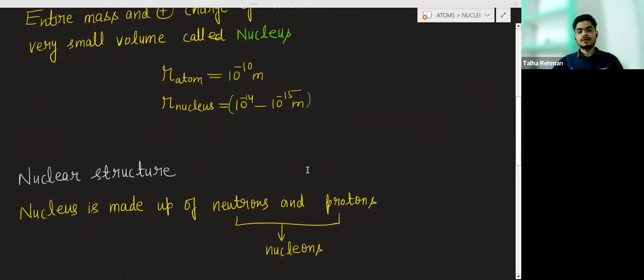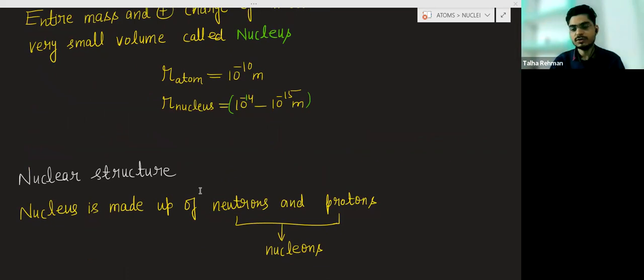Now, nuclear structure. Inside the nucleus there are protons and neutrons, and the protons and neutrons are known as nucleons. The nucleus is made up of neutrons and protons, and these are known as nucleons.